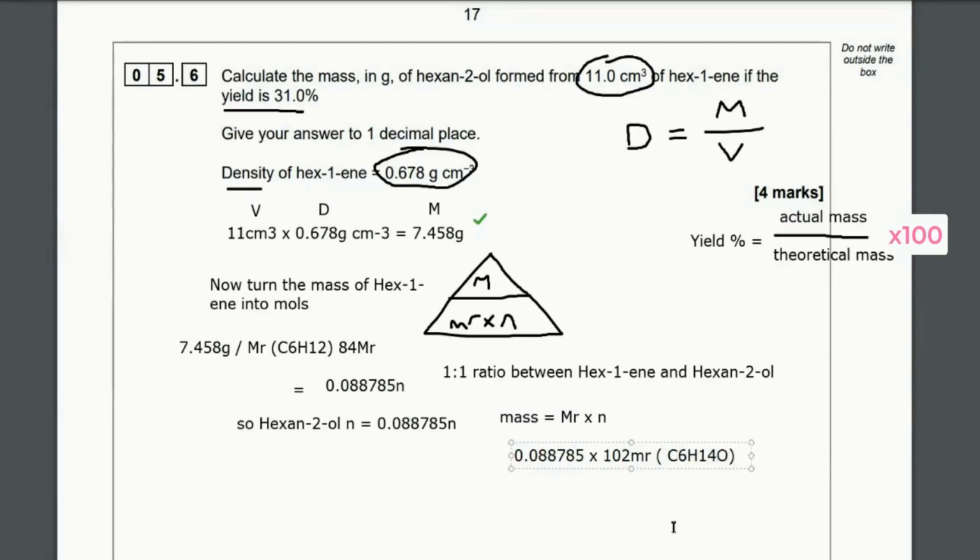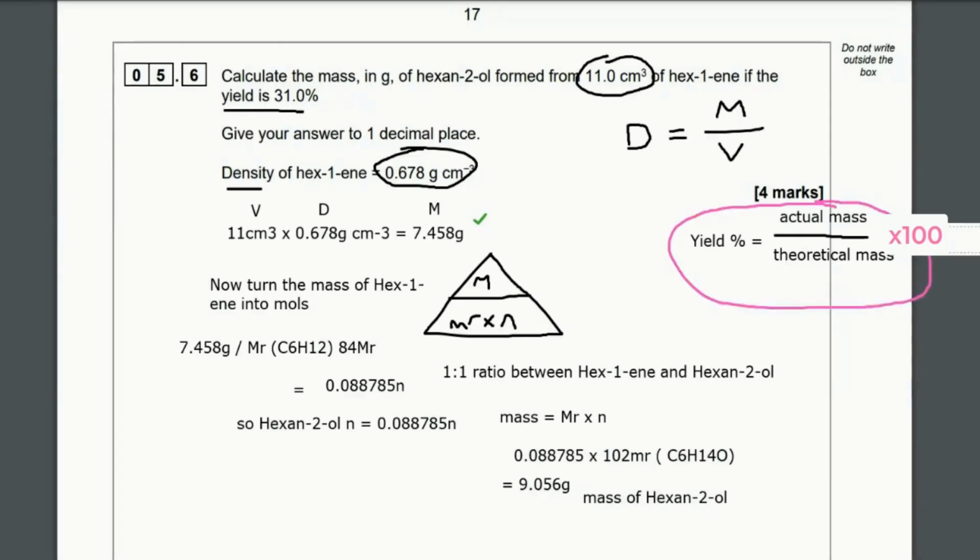Now the Mr of hexan-2-ol is going to be C6H14O. Okay, and we're going to get 9.056 grams because the Mr is 102, so we times the moles by 102, we get 9.056. So we've just worked out the theoretical mass and we know the yield, so we just need to rearrange that equation to work out the actual mass.